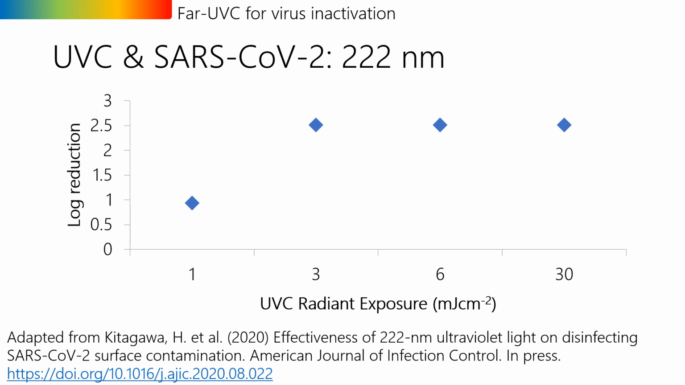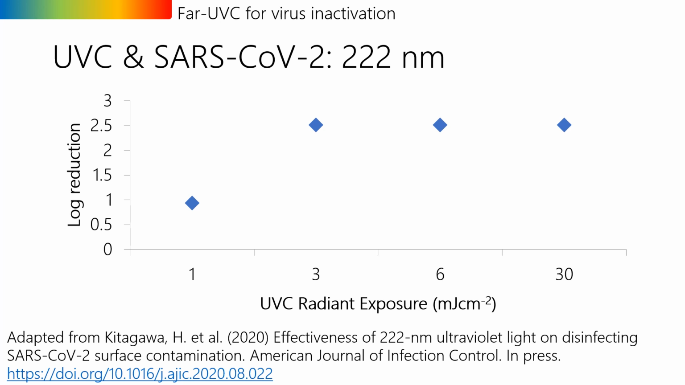Similarly, a study by Kitagawa showed a 2.51 log reduction at just 3 millijoules per centimeter squared. A 2.51 log reduction represents a 99.7% reduction in the viral load, and that was actually the limit of detectability in the assay that they used, which is why they couldn't get any higher log reduction. So these are just 2 studies. There are a few others, and they show that in a laboratory environment, on a surface, both 254 nanometer and 222 nanometer UVC can inactivate the SARS-CoV-2 virus.